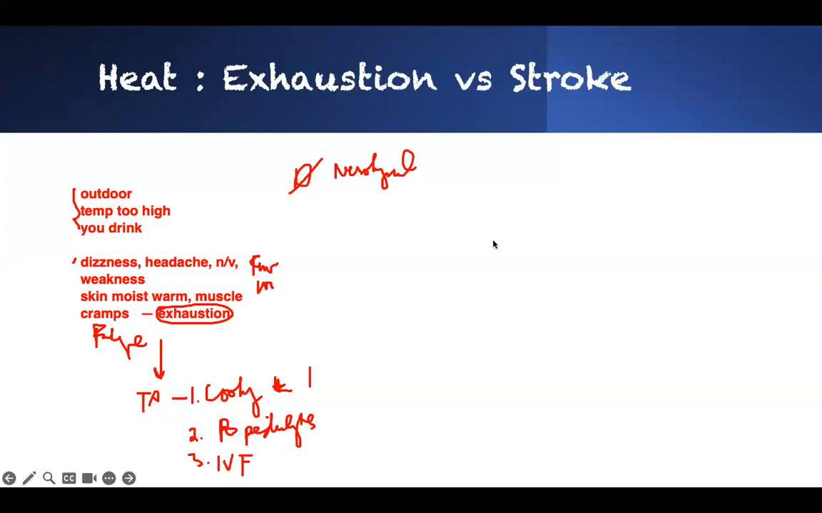When does it become stroke? Just one word: neurological symptoms. They get to the point that they are having neurological symptoms, and that is where you have to worry about mental status change. Yes. And they have end organ damage. I use that word so that you can put anything you want. They can have acute kidney injury. They can have rhabdo.